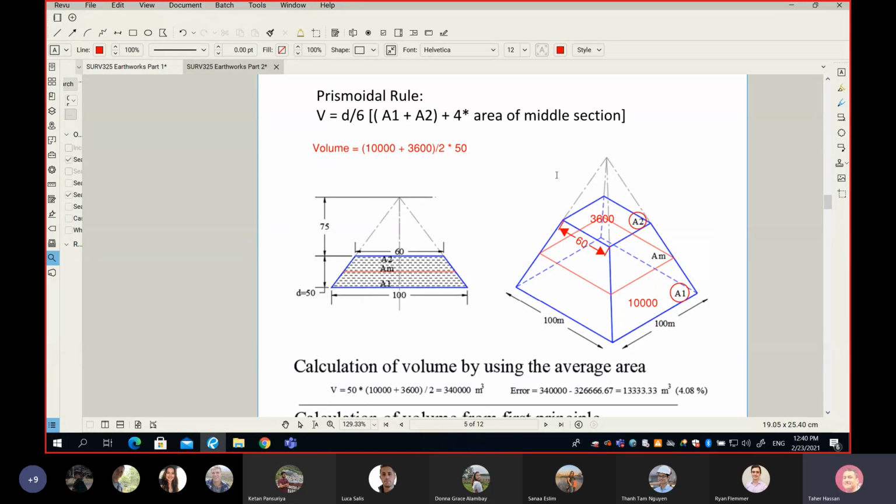Do you guys agree that this is the volume of the remaining part of the pyramid? Yes. Okay, you know what, if you do the math, please do it if you want, this number is 340,000 cubic meters. Okay, that's what you learned so far. Really, what I want to prove for you is that this number is not correct. I'll prove it to you mathematically that this number, although so far that's what we used, is not correct.